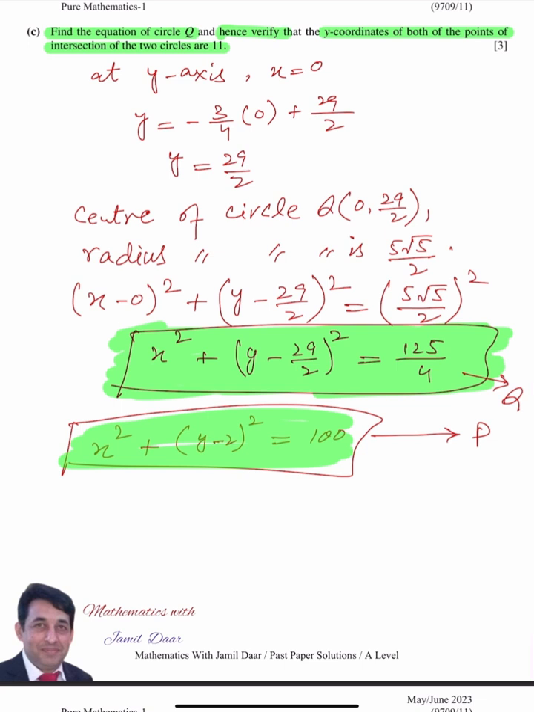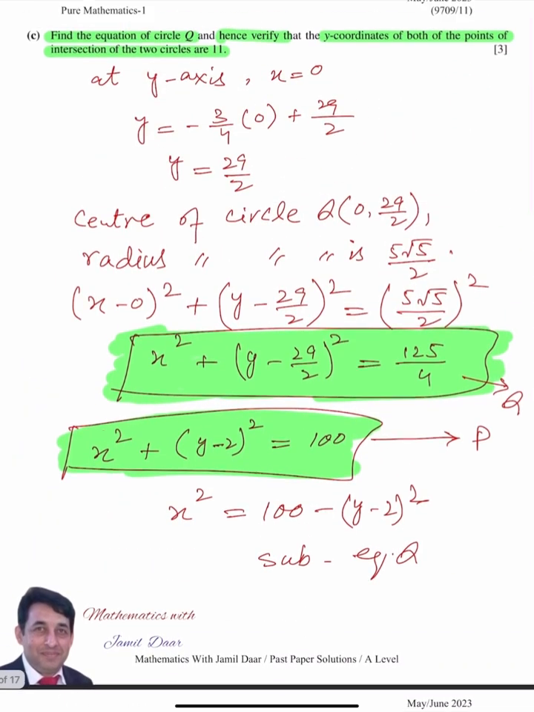To find their intersection point, we have to solve them simultaneously, and we have to find the y coordinate. So we'll substitute the value of x square. If you bring it to this side, x square is equal to 100 minus (y minus 2) whole square. So substitute it in equation Q.